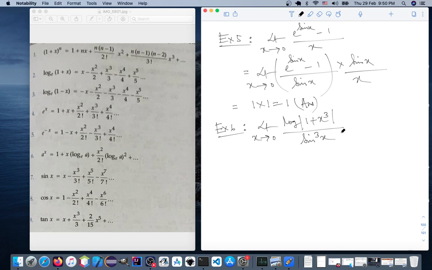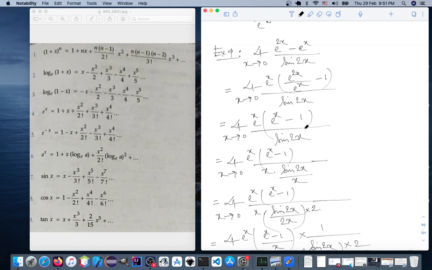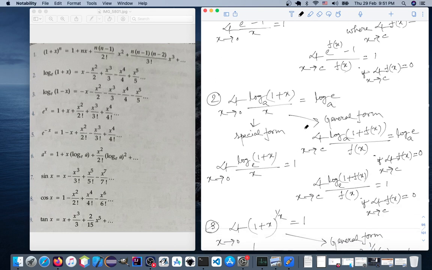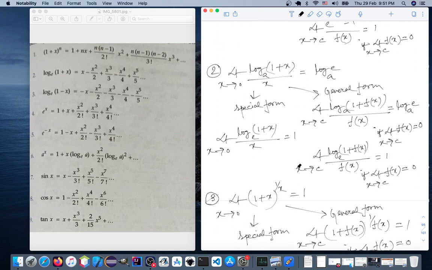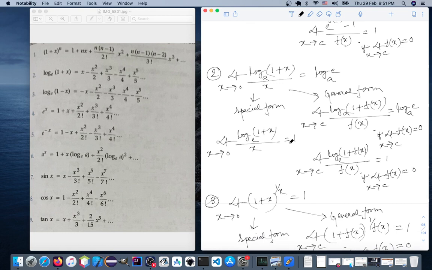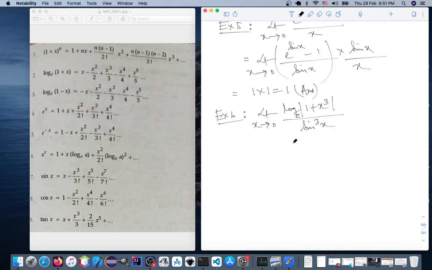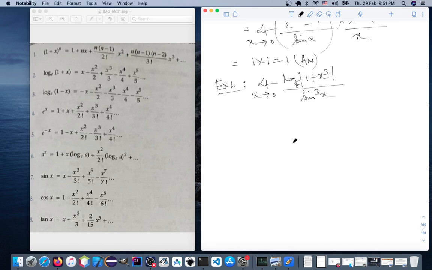So we know the standard result: log of 1 plus x by x, as x tends to 0, is 1. Yeah, because over here it is log e. We know the standard result, log e of 1 plus x by x equals 1. But over here we have the mod of 1 plus x cube.